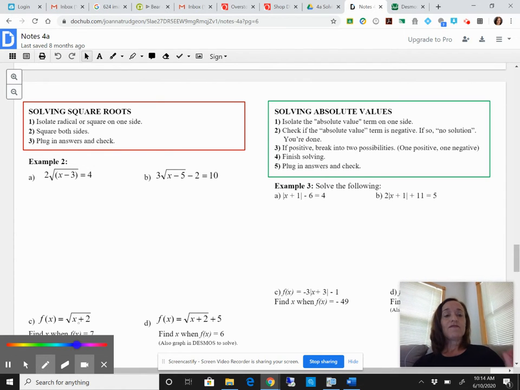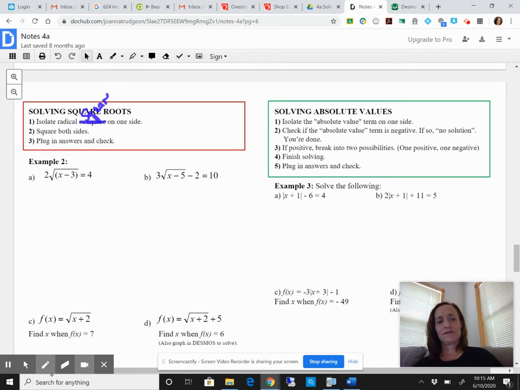For solving square root functions, we're going to isolate the radical or the square root on one side. Actually, that should say just isolate the radical or square root. I should maybe have said that. I've used these notes for years and I've never noticed that. And then to undo a square root, you square it. So step 2 says square both sides. And then you can plug your answers in and check it just like you did before.